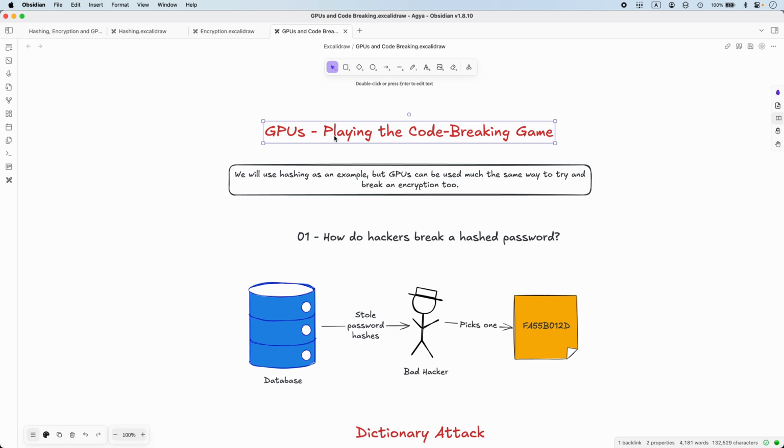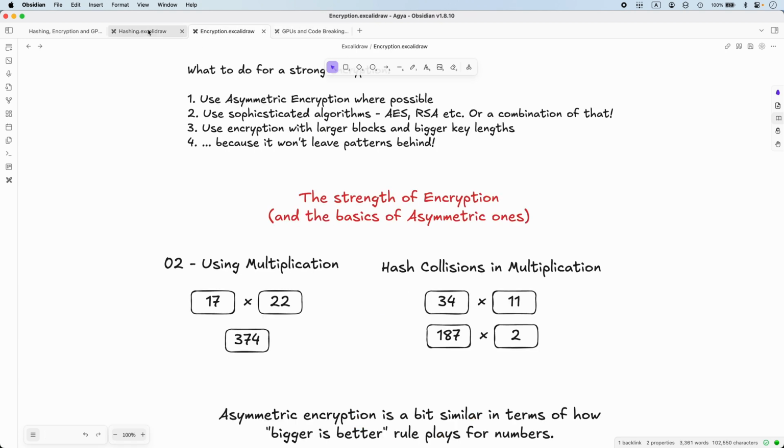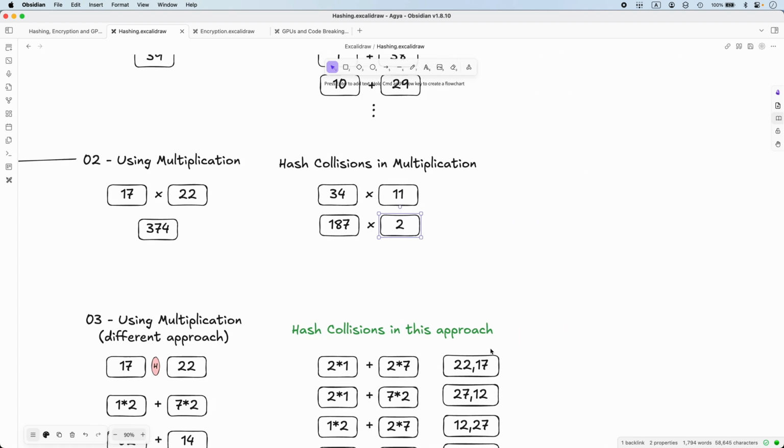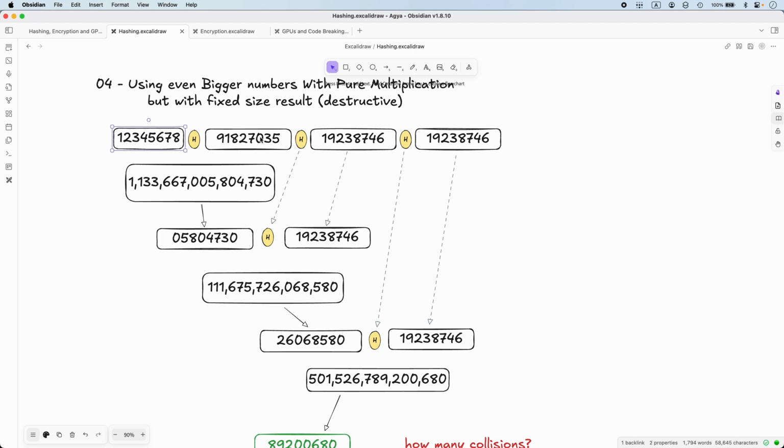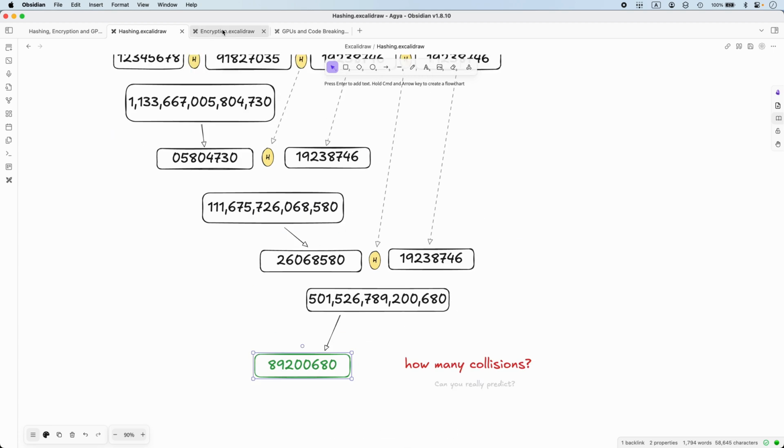People say that GPUs are used for breaking passwords. If someone has a GPU, they'll be able to break your password or some kind of encryption protection mechanism faster. Why? We'll be using hashing as an example, but GPUs can be used very much the same way to try and break encryption too, because the amount of effort it takes to figure out what was the input to get the output here is around the same.